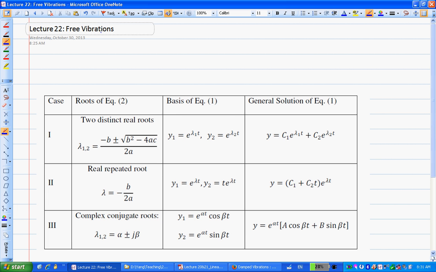I forgot to print this thing for you guys. I'll bring it to next time. So basically, it's a page of a summary from our lecture notes. It could come in handy when you are solving this kind of differential equation.